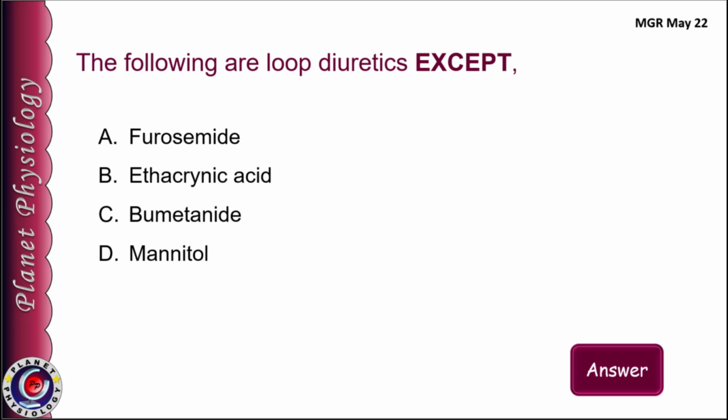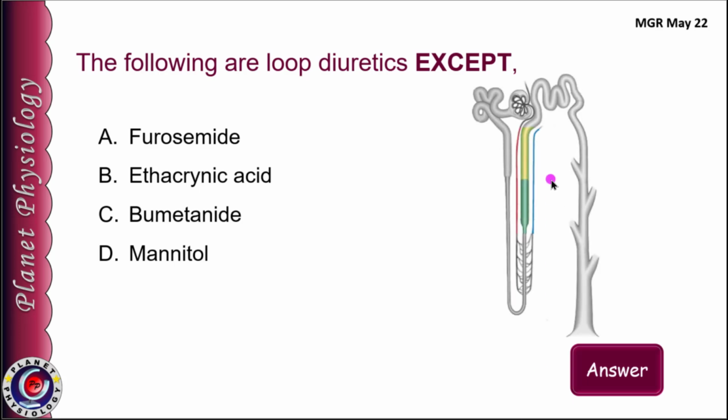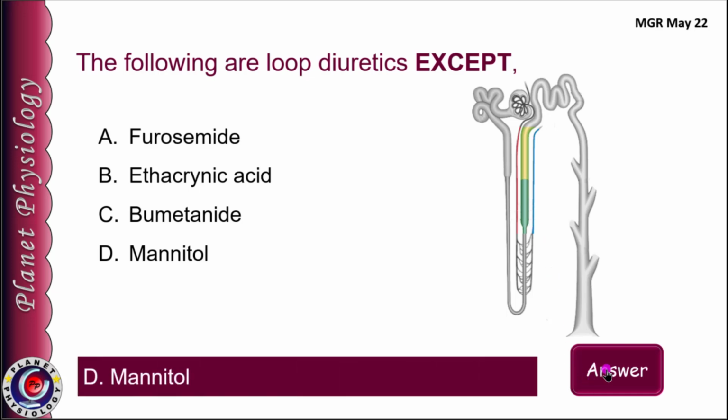Diuretics are the substances which increase excretion of water in urine, or in other words, diuretics increase urine output. They are classified based on their mechanism and site of action. Loop diuretics inhibit NKCC2 transporters and prevent urine concentration ability of kidneys. So in the given options, except mannitol, all are loop diuretics and hence the answer is D, Mannitol. Mannitol is an osmotic diuretic.